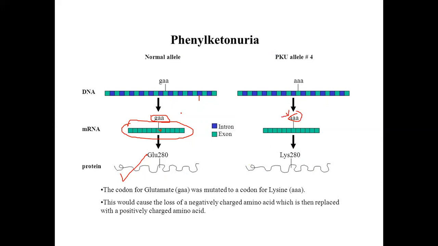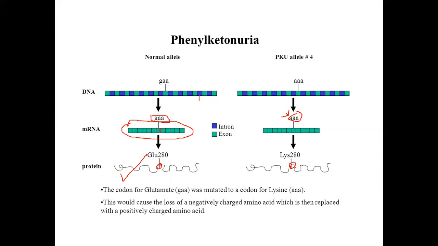In other words, instead of being a G there, there's an A there, and that's a different codon that codes for a different amino acid. At this spot in the enzyme, that's supposed to be GLU or glutamic acid. Here, this is lysine, a different amino acid. And because it's a different amino acid there, this protein folds up differently and doesn't attach to the phenylalanine properly, and so it can't break it down.